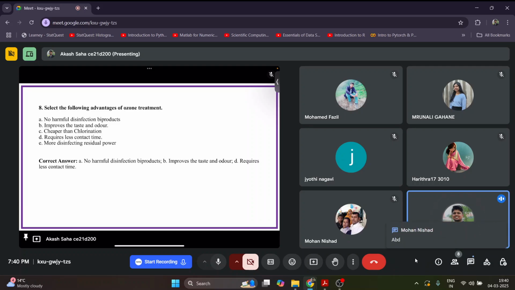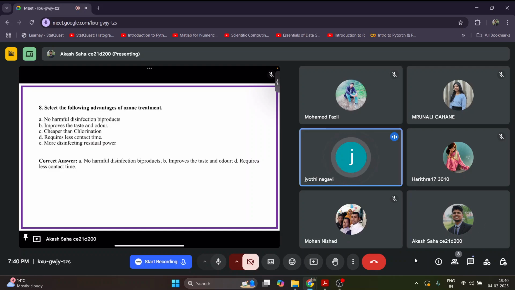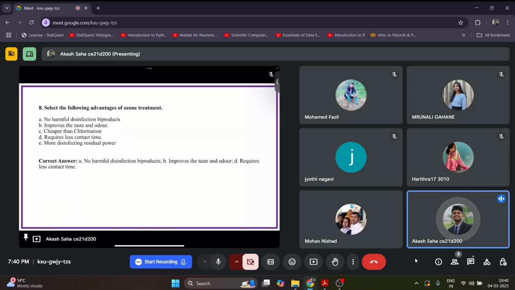And what about more disinfecting residual power? Will it not give more disinfecting residual power? What do you think? No residual power. Why is it? Why is it? Due to less contact time. Less contact time? Okay, what is contact time? No, contact time is less.